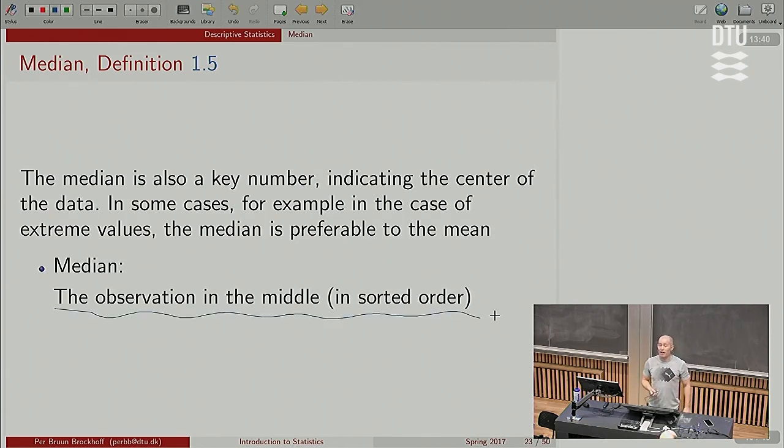Order the data. If I have the numbers 1, 2, and 3, what's the median? It's the number 2 because 2 is in the middle. 2 has 1 to the left and 1 number to the right. So you just count how many are to the left and to the right.